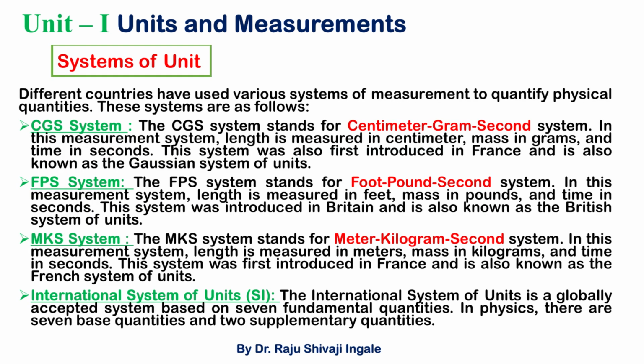Now, system of units. Here there are four systems of units. CGS system. CGS stands for centimeter, gram, second. Here we measure length in centimeter, mass in gram, and time in second. This system was first introduced in France. It's also known as the Gaussian system of units. We use this CGS system for small measurements.